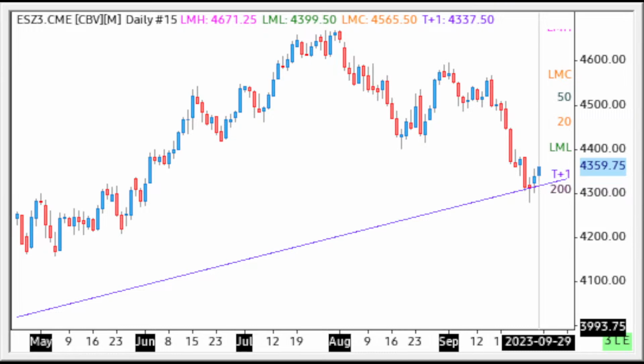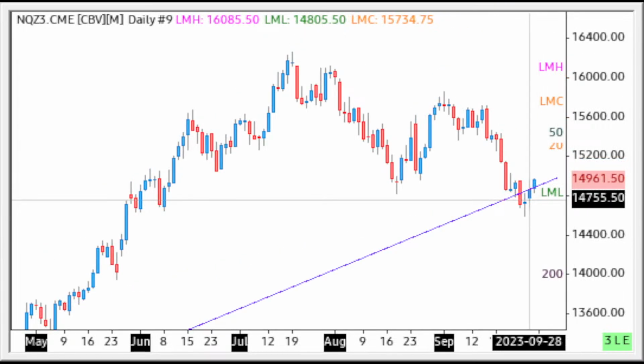Right, let's keep going. So that's the multi-month uptrend line staying intact for the time being. NQ, yeah, we broke it a little bit more, but it's trying to get back above it. So it's just watch this space. In other words, we have not categorically broken that multi-month uptrend just yet.